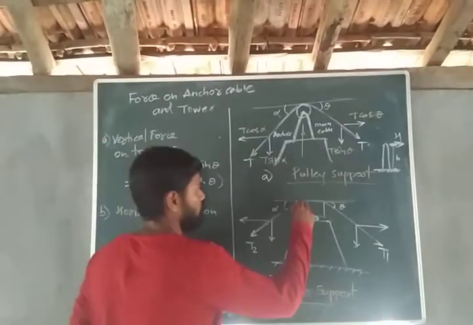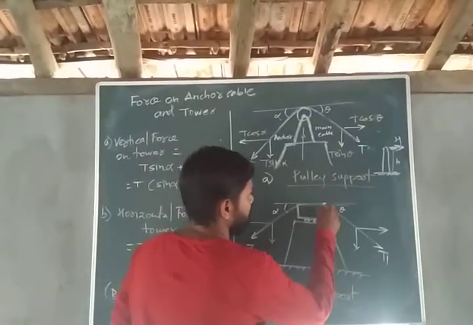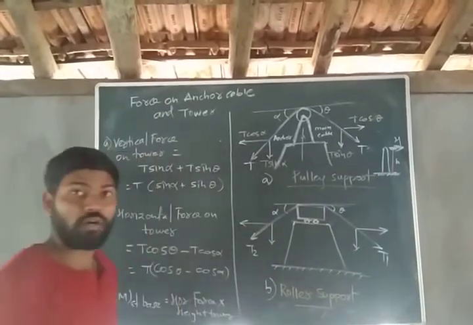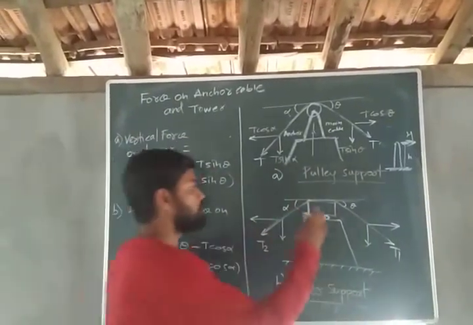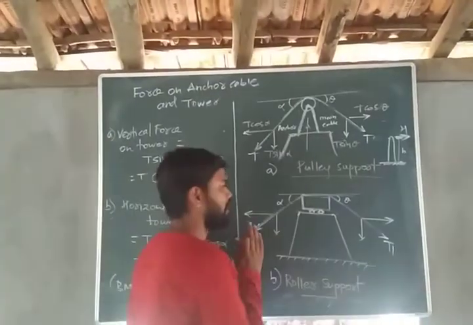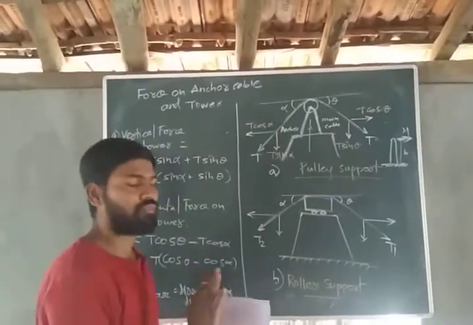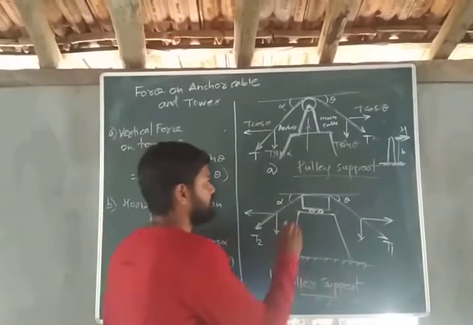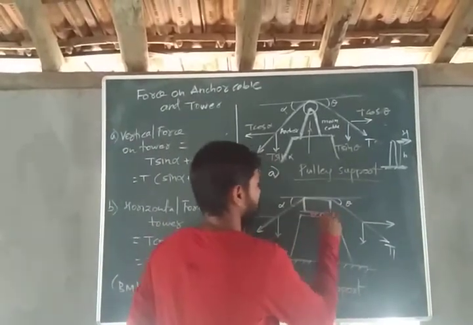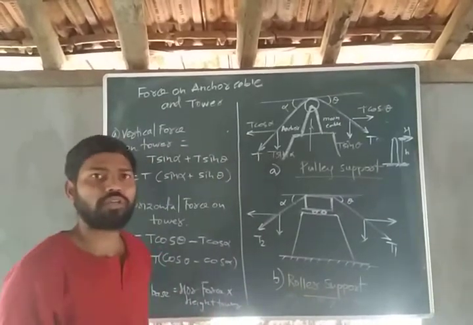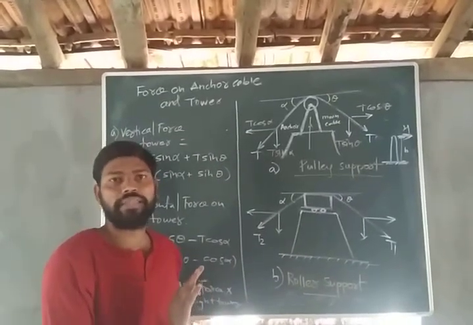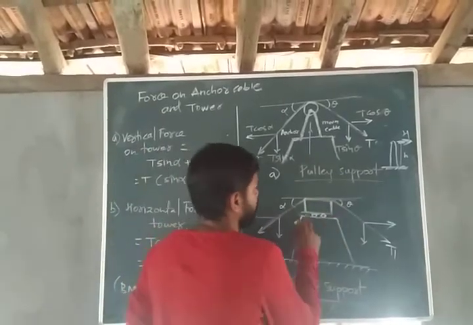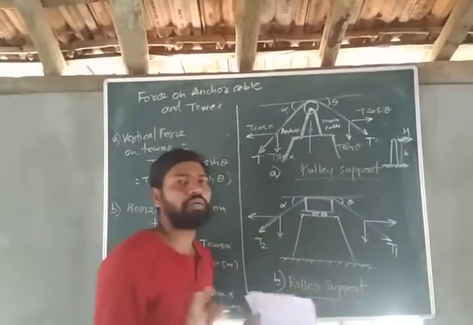So now this is a roller support provided over here. This is your main cable and this is your anchor cable. Now here the tension in main cable and tension in anchor cable will not be same. So both will be different. Only thing, as it is a roller support, roller support does not offer any horizontal reaction. So the sum of horizontal forces over here should be equal to 0.